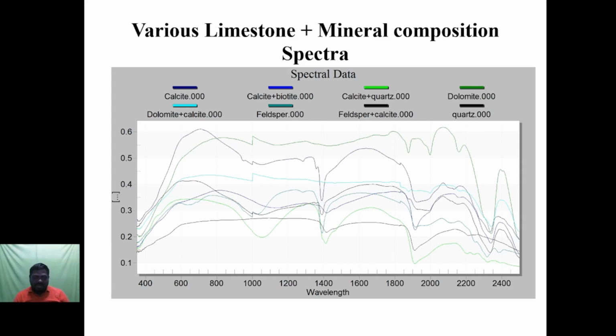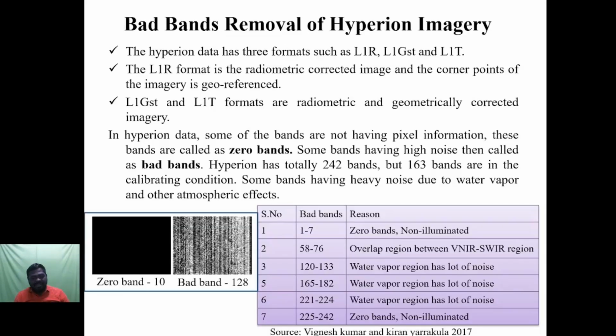For that, we need to identify the purest form of calcite. Only the purest form of calcite, our purest form of limestone material, is used for the cement industry. But when calcite is mixed with biotite, quartz, dolomite and feldspar, it gives various spectral signatures. We need to find that out also, because in the limestone mining region, it is not filled with calcite mineral only. Various compositions are also there. So for that, we need to take those signatures also.